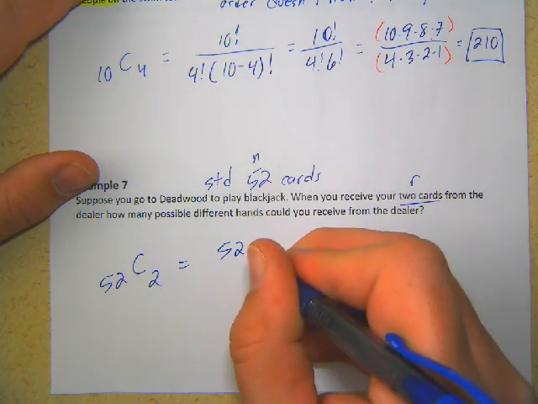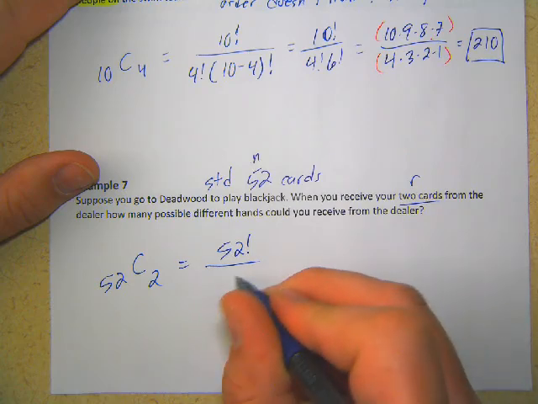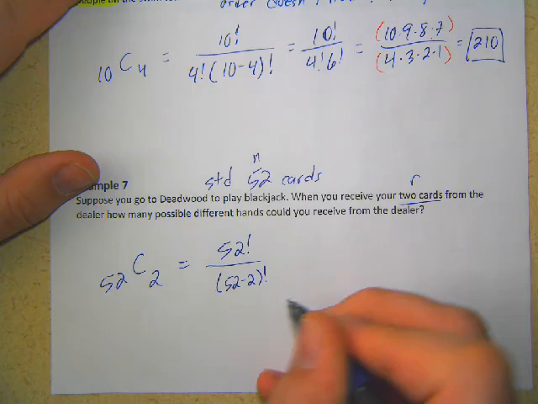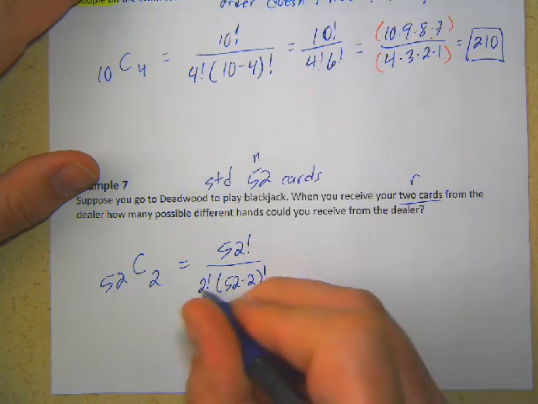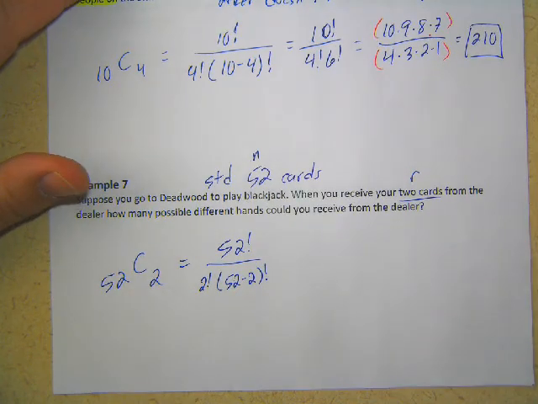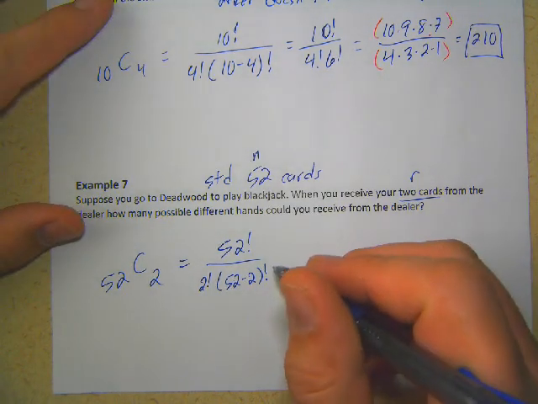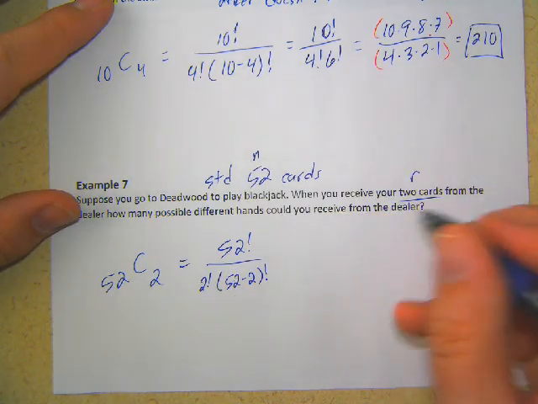We have 52 factorial on the top. On the bottom, we still have that 52 minus 2 factorial, but we also have that extra 2 factorial. Again, this is just getting rid of all the different ways to arrange it. We really don't care which order we get the 2 cards in our blackjack hand. You know, if I got 21, I got 21. Whether I got the 10 and the 11 or the 11 and the 10, the order doesn't matter. So that's what we do. Don't worry about order. Order doesn't matter.